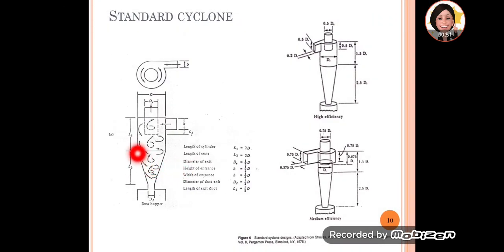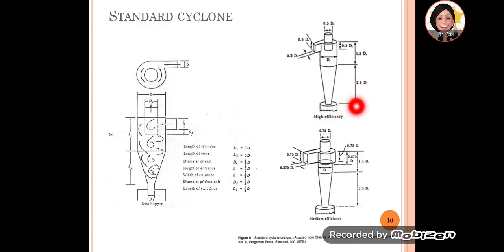So this is a standard cyclone, and it has particular characteristics. For example, the length of the cylinder should be twice the diameter, which is D. Likewise, the length of the cone, diameter of the exit, height of entrance, width of entrance, diameter of dust exit, and length of exit duct are all related to this main diameter.